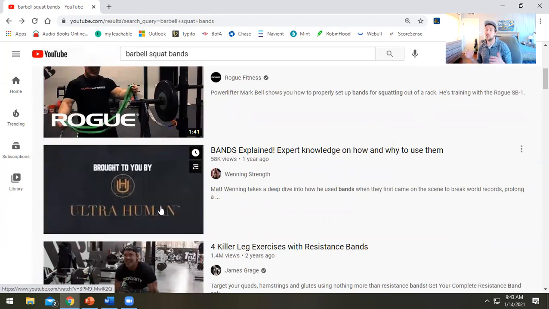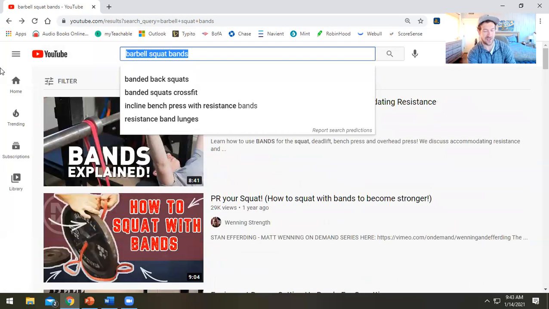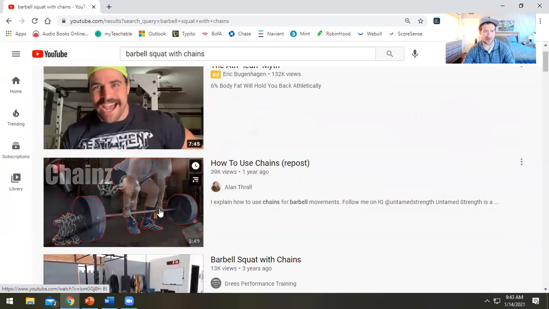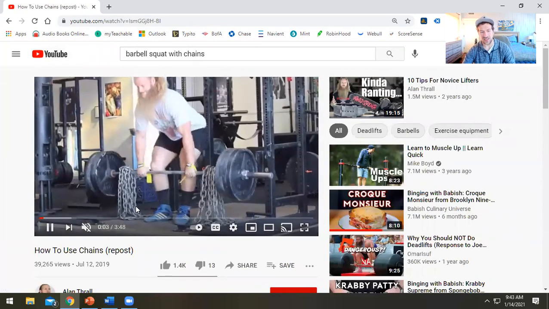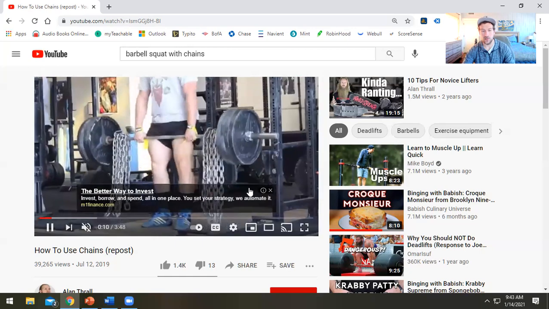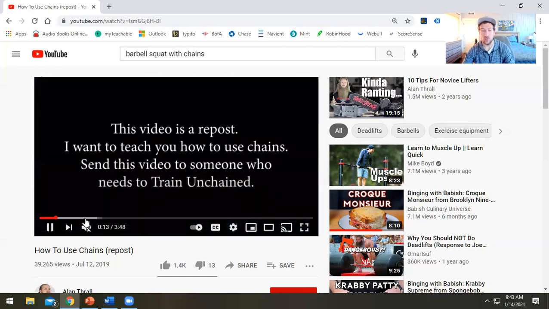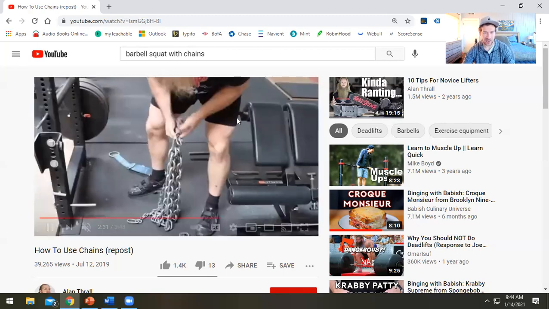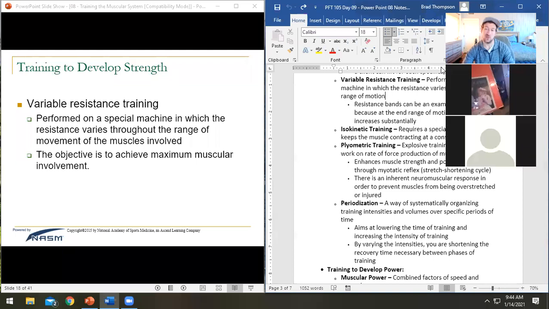So it gets heavier the further away you get, or you'll see some people do these with chains. You'll see this chain thing every now and then. There we go, Alan Thrall. This guy's a really famous powerlifter. So he's got these chains here. The weight gets heavier the further he pulls away from the floor. And that's a great way, if you are trying to teach your body how to continue driving force as you go up, that's going to help you in your end range of motion. God, that's a lot of weight with those chains. So that's a fun type of lifting as well, right? It gets heavier the more chains that are on there. And that's variable resistance training.